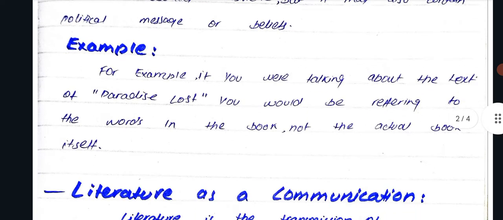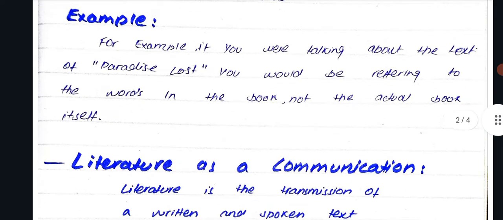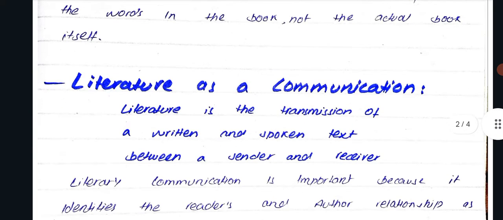For example, if you were talking about the text of Paradise Lost, you would be referring to the words in the book, not the actual book itself.